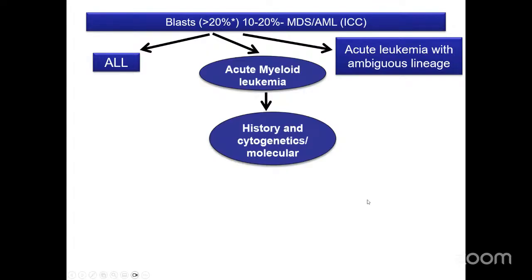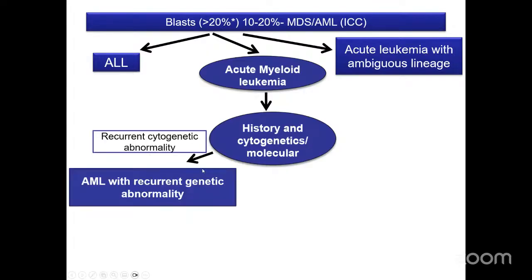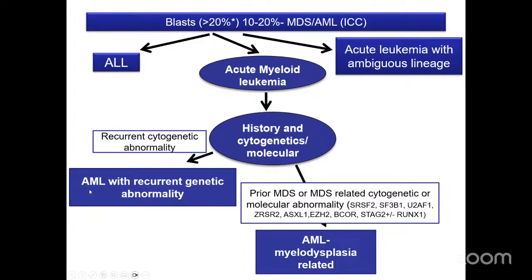You look at the history, molecular cytogenetics data. If there is recurrent genetic abnormality, then it is AML with recurrent genetic abnormality. For this, there are different criteria in the two classifications. In the WHO classification, you don't necessarily need a percentage to call it AML if you have the recurrent genetic abnormality. ICC classification still requires greater than 10% blasts.